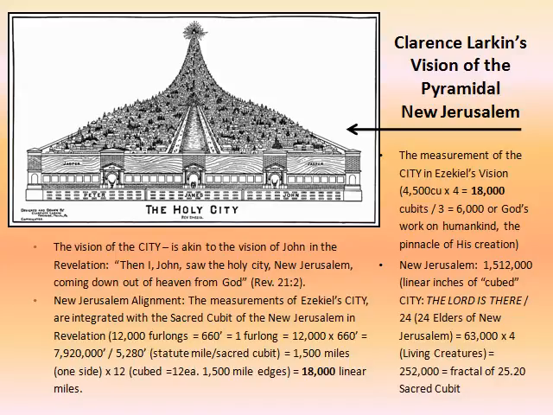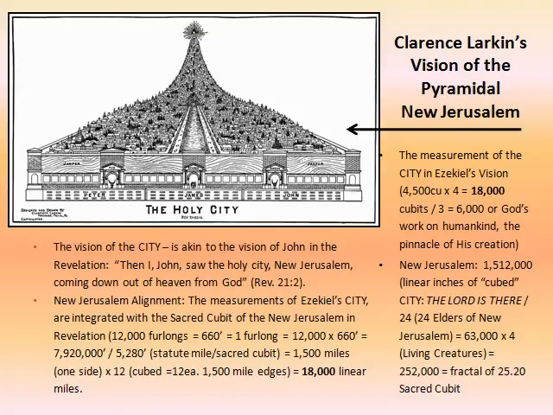Here is Clarence Larkin's vision of the pyramidal New Jerusalem. The measurement of the city in Ezekiel's vision, that is 4,500 cubits by 4, will equal 18,000 linear cubits, divided by 3 will equal 6,000, or God's work on humankind, the pinnacle of his creation. The New Jerusalem is 1,512,000 linear inches of a cubed city.